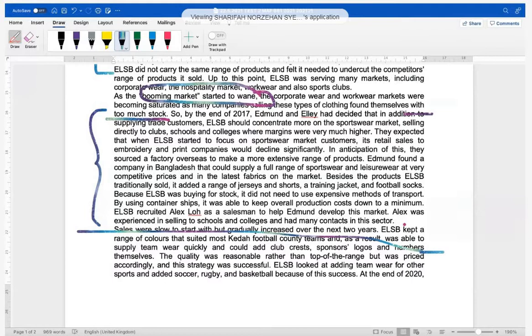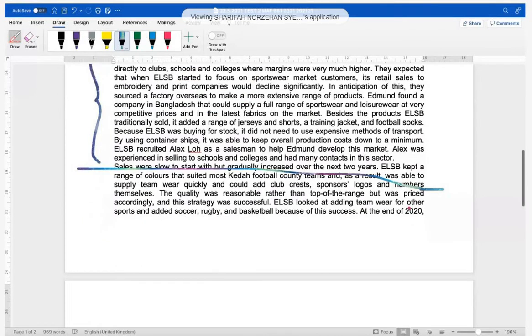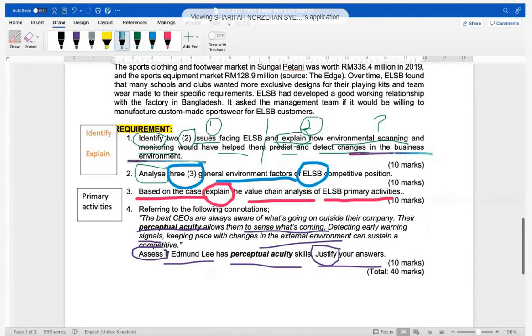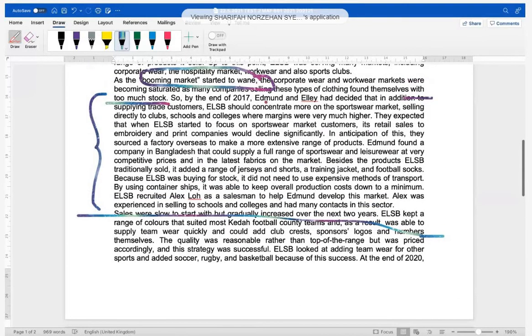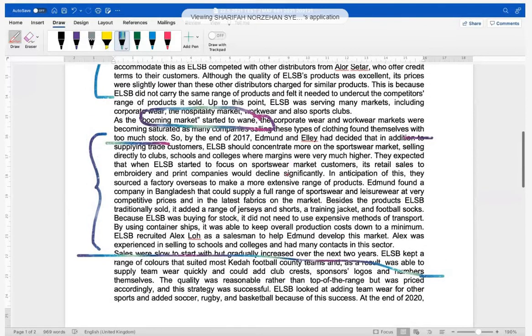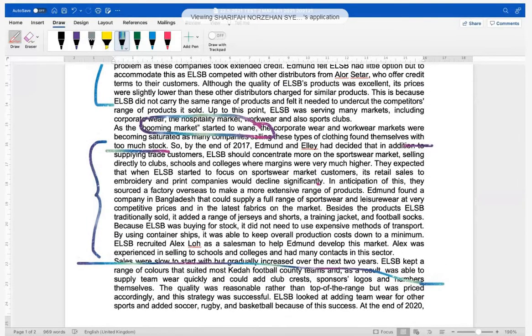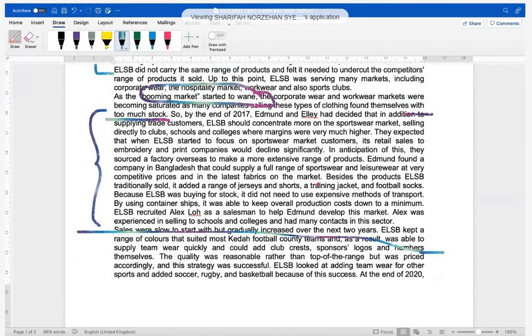Where do you think you are going to put all this information? You need to start thinking about it. Why? Because there are elements down here that you need to consider as well. Remember, you also have these three general environment factors of ELSB's competitive position. It's given here. You're talking about the economy, which is slowly winding down. So what is the implication for ELSB? What else can you talk about?